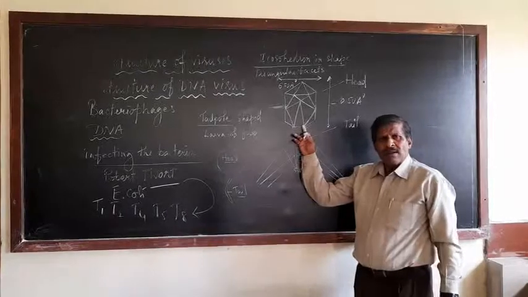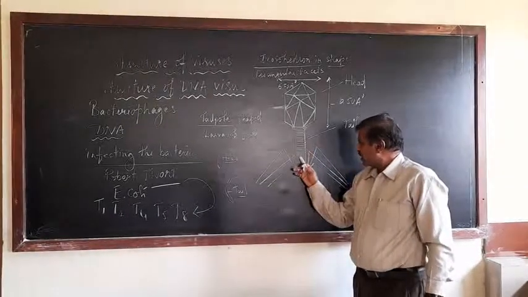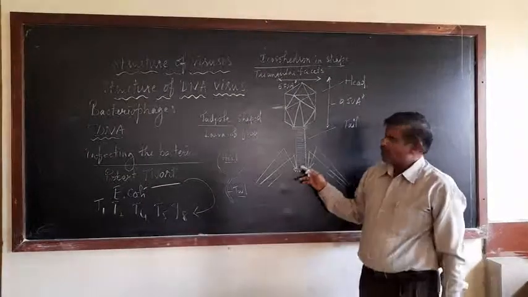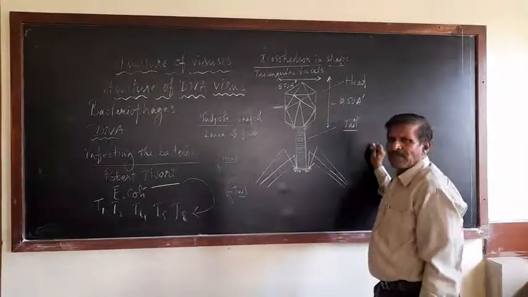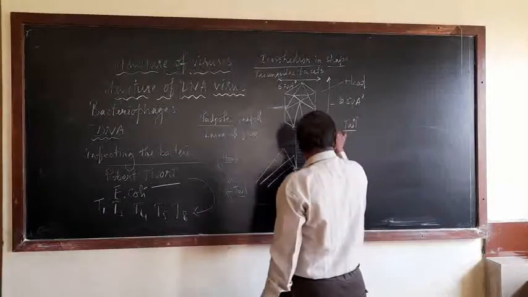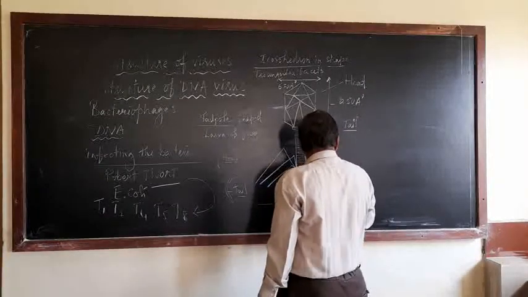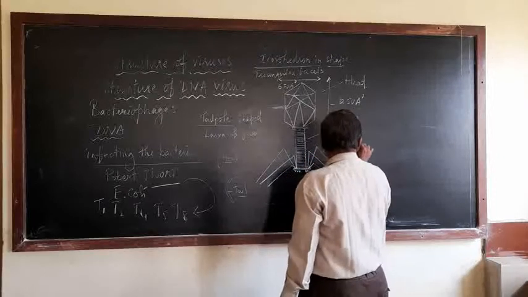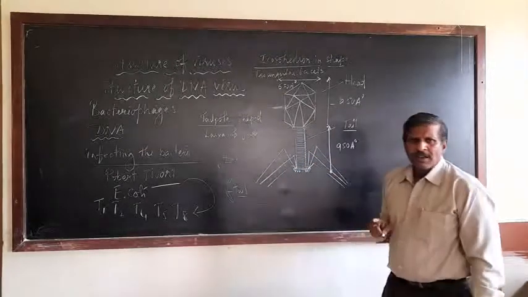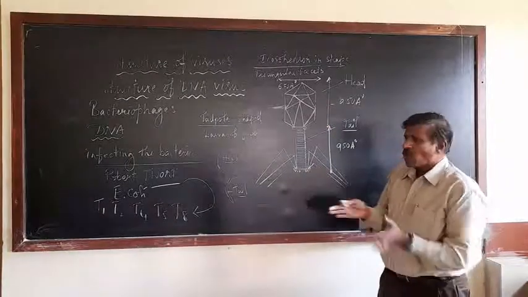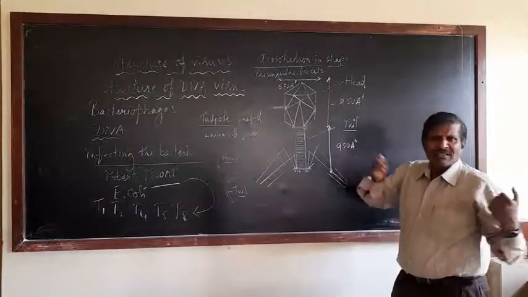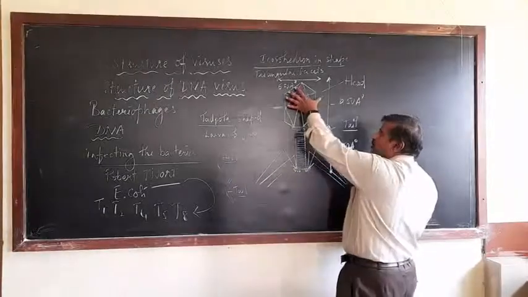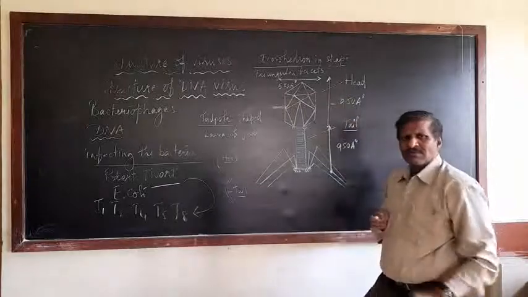Then consider the tail. This is the posterior part of the bacteriophage. We call this the tail. When we measure the length of the tail, it is also about 950 angstrom, which means head and tail are of the same length. But the tail is much narrower compared to the head.